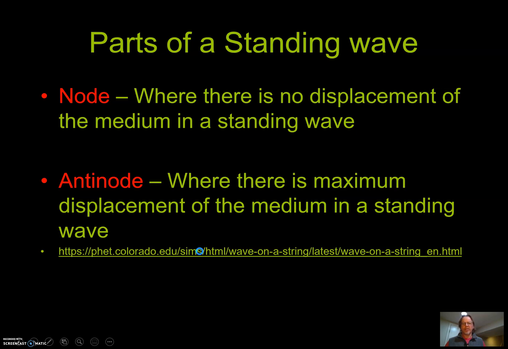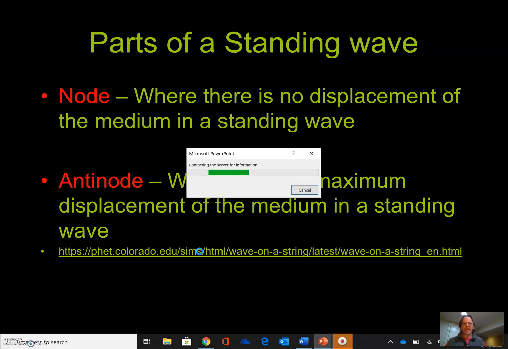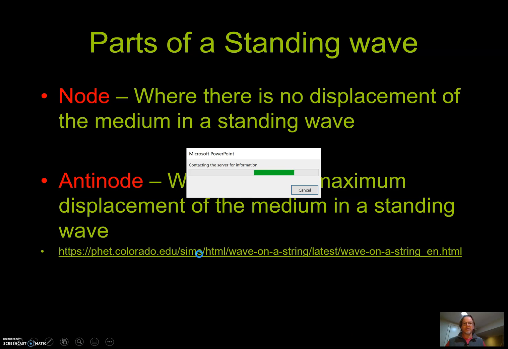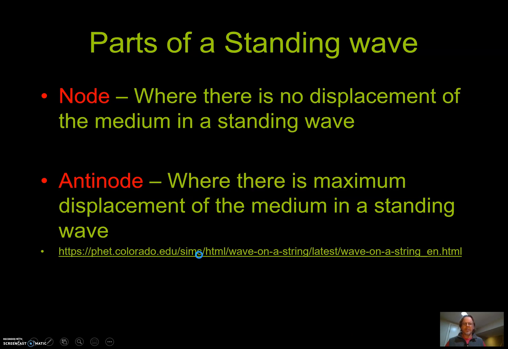So let's go look at another simulation. Hopefully it doesn't take half an hour to load up. Oh my goodness, it could be slow here, people. There's my spinning wheel.